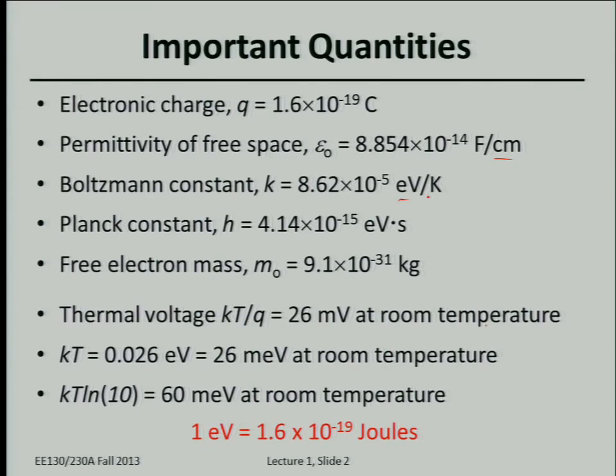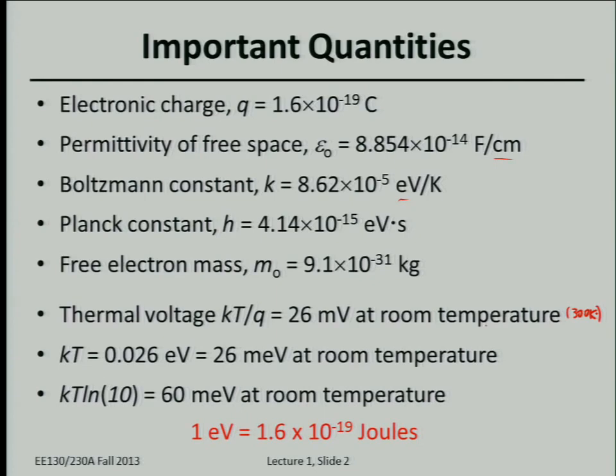This kT, where T is the absolute temperature. Room temperature is, in this class, 300 Kelvin. Okay? So kT over q at room temperature is 26 millivolts. So pay attention to the units: kT is 26 millielectron volts, and if you divide by q, that becomes 26 millivolts. Okay? This is something that I expect you to remember for your quiz, because to do calculations very quickly, you'll see in a couple of weeks why.